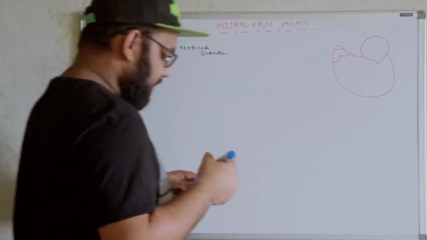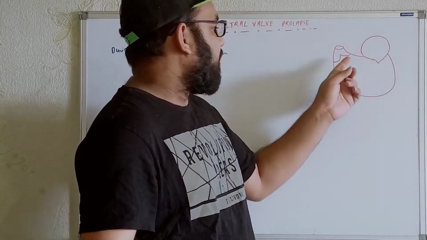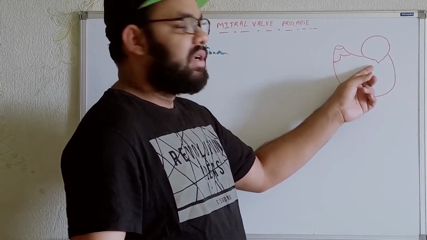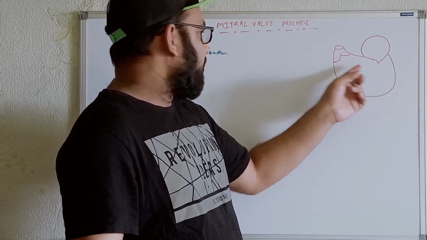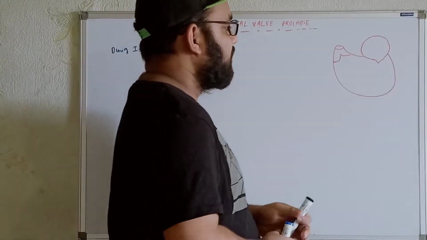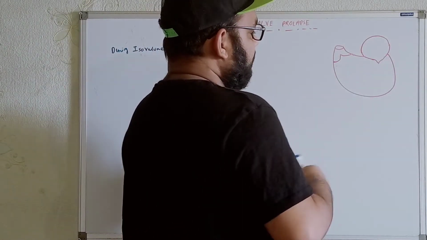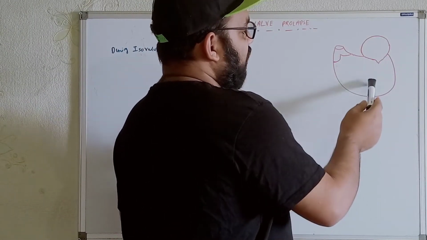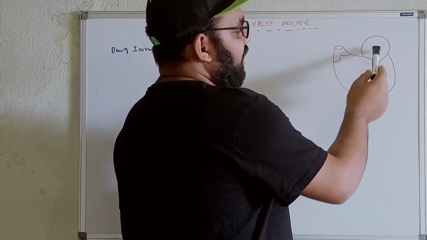See, in these cases, as we know, at that time the aortic valve will be closed, as well as the mitral valve. So during left ventricular contraction, there is a chance for the blood to go back from the left ventricle to the left atrium.